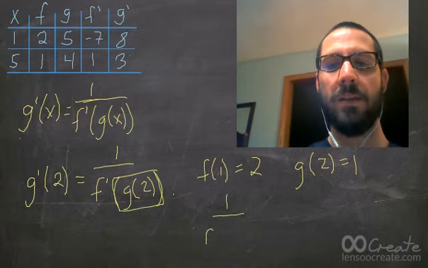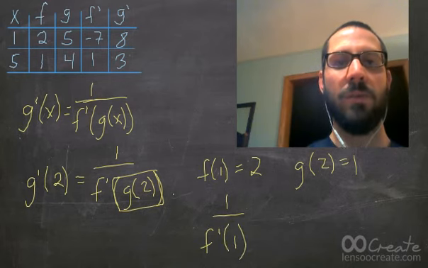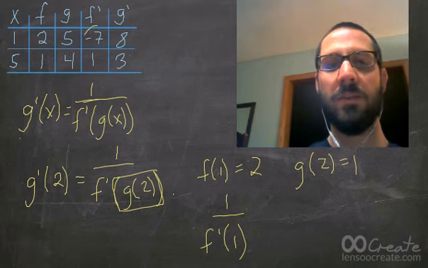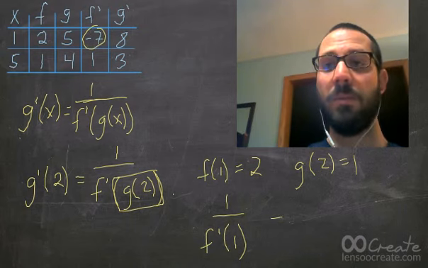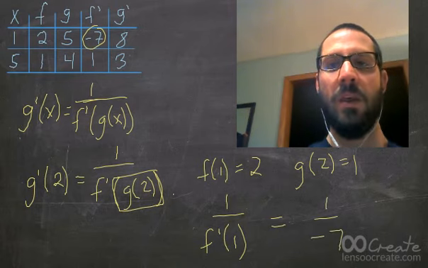So now we've got 1 over f prime of 1. That is in our table. F prime of 1 is negative 7. So our slope for the inverse g prime at 2 is going to be 1 over negative 7.